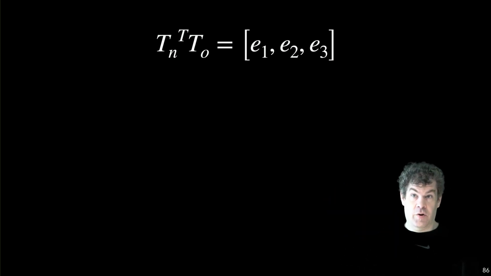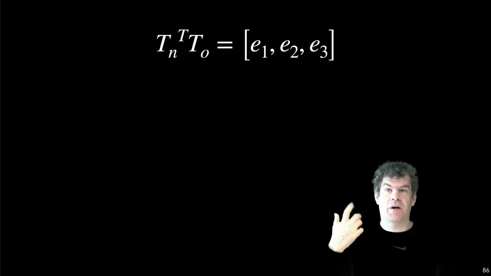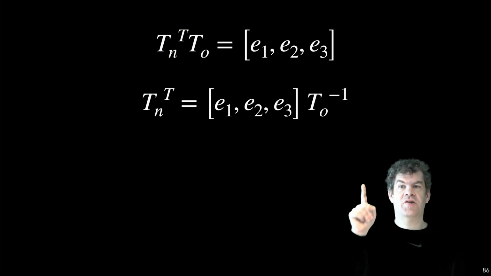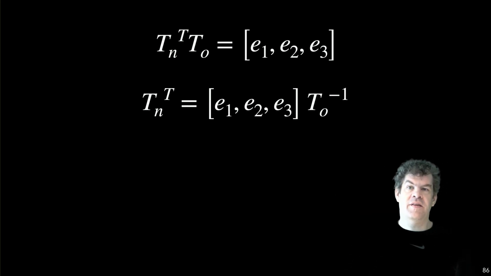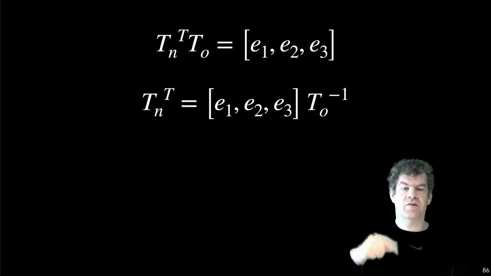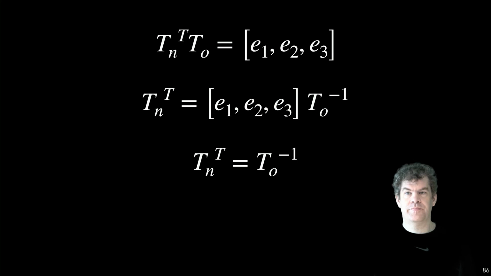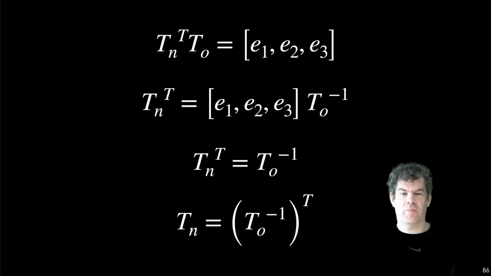We bring TO to the other side, so we divide both sides by TO. We can't divide by a matrix, but we can multiply by the inverse. If I multiply by the inverse, I get the inverse here, and it vanishes on the other side. So I now have Tn transpose equals the identity times TO minus 1. And let's just drop the identity here. That's silly, right? To say identity times matrix, I can just drop that. I mean, this is 1 times something, so I can just write something. So we see Tn transpose equals TO inverse. And now I just need to get rid of the transpose, which is pretty simple, just transpose both sides.